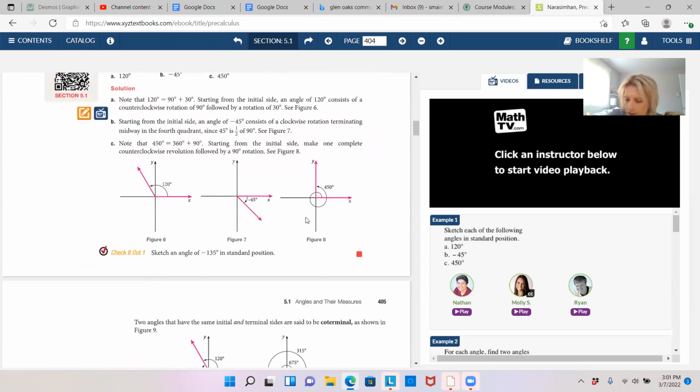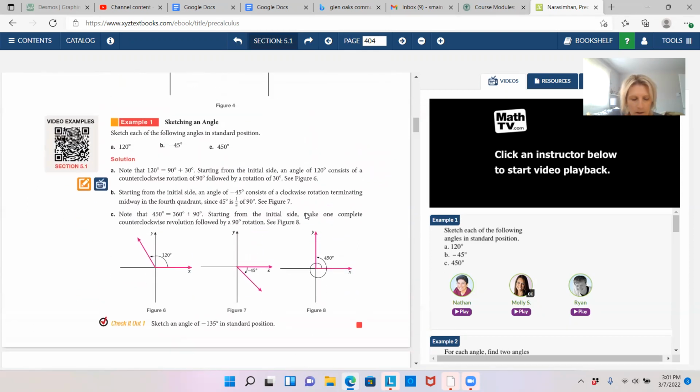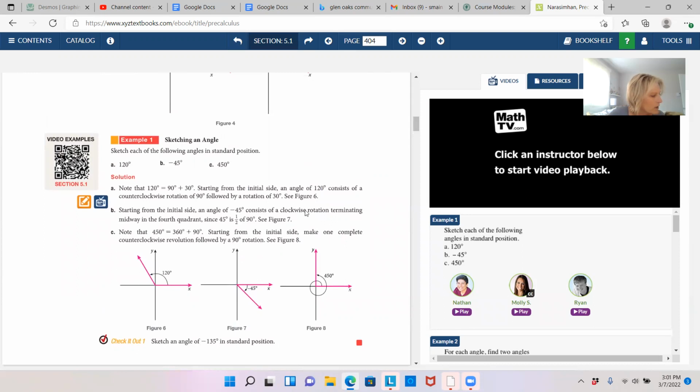Again, I recommend taking some notes. I'd like to look at questions 9, 11, and 17. It's asking us to sketch the angle in standard position. So before we move on to more definitions, let's go ahead and practice drawing some angles.